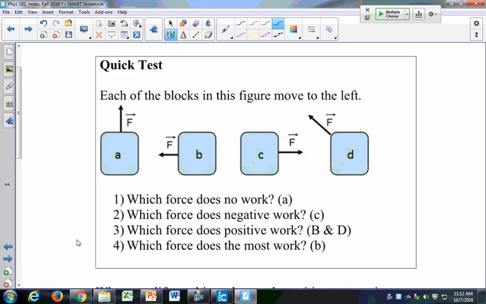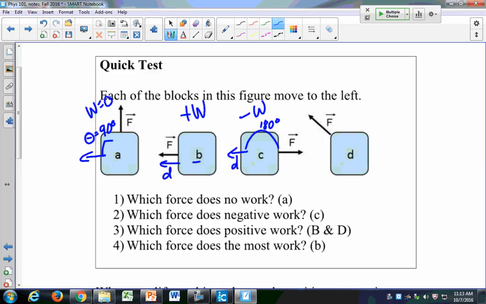So which force does no work? This one does no work because the force and the displacement are in opposite directions. In each of these blocks, they're moving to the left, and so this one does no work because the force and the displacement are in different directions. So work equals 0 here because the angle theta equals 90 degrees. Here, what about B? Positive, negative, or 0 work? It does positive work because the force and the displacement are in the same direction. Here the displacement is in this direction, so I have an angle of 180 degrees. Is that positive or negative work? Negative work. So that would be like the frictional force.